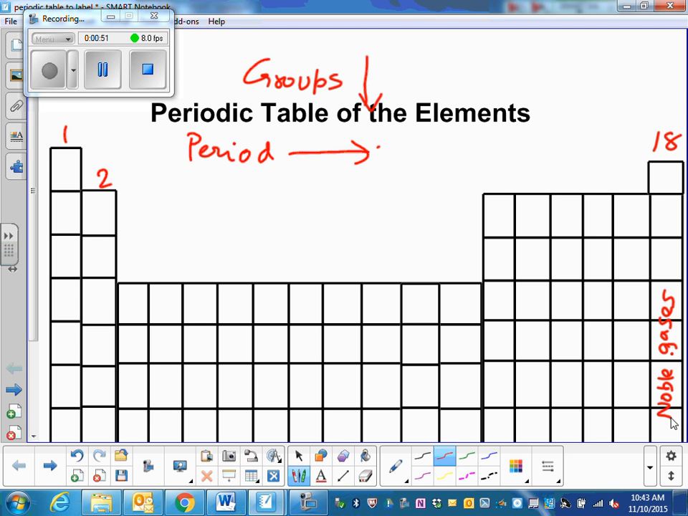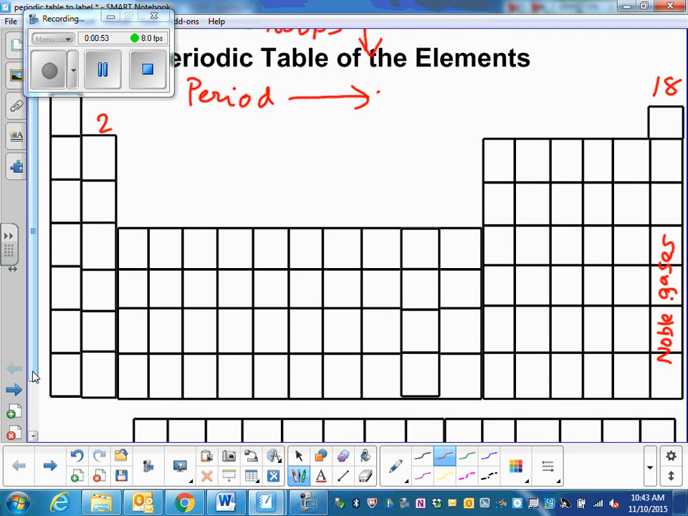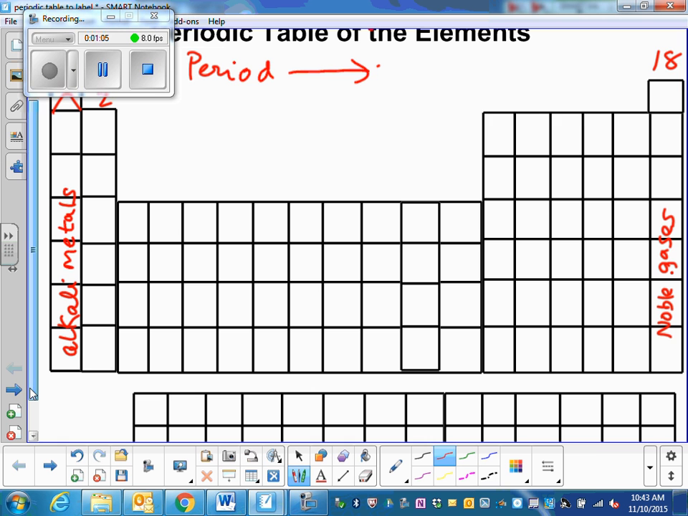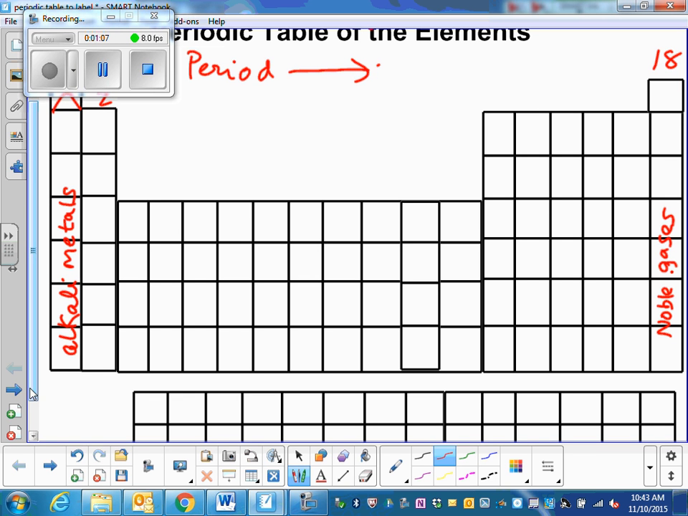Now, this group 1 is called alkali metals. Alright? Hydrogen is not an alkali metal. The remaining elements are called alkali metals. The next group is group 2, so it contains 2 words, alkaline earth metals. Alright?